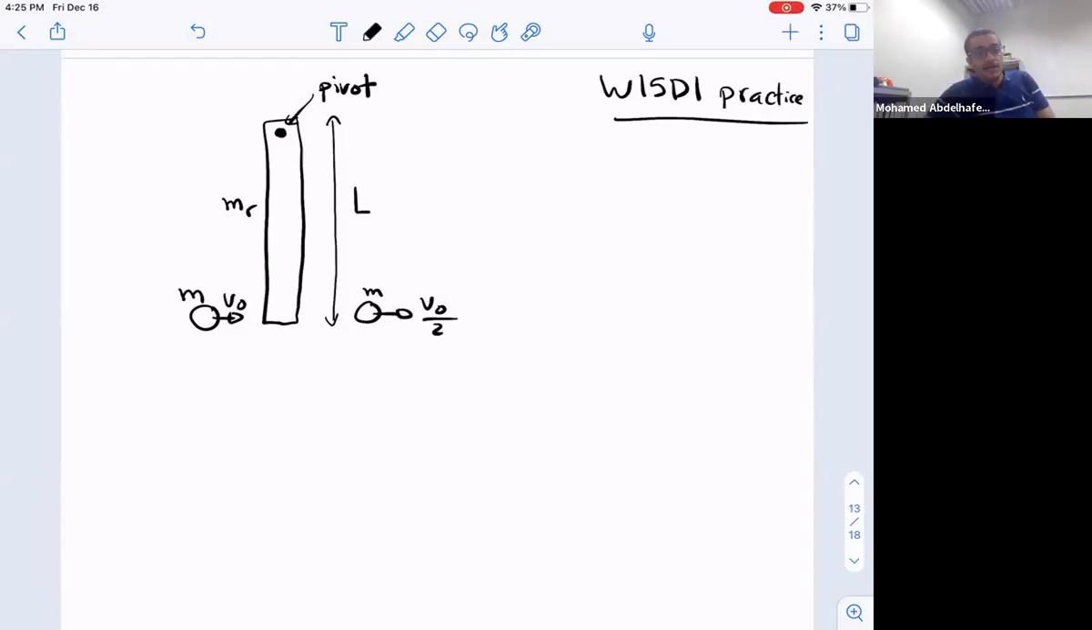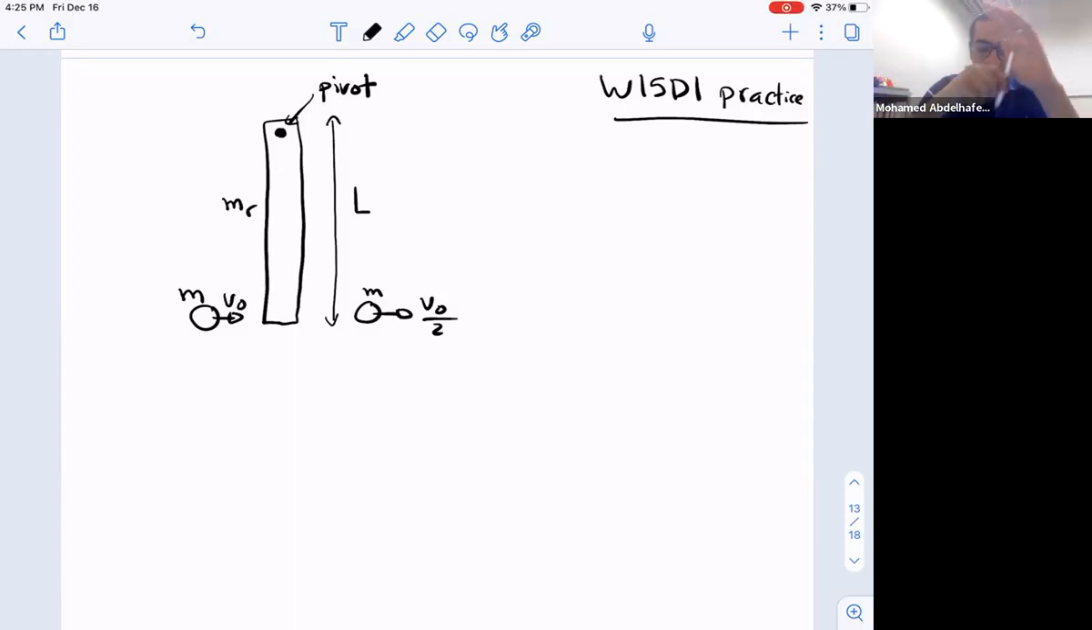So first of all, this is a two-stage problem. You need to also think about whether you have many stages going on in the problem, and that's usually when you have a collision. When there is a collision in a problem, so this is a rigid body colliding with a point mass, that's the topic we're discussing, the family of problems.